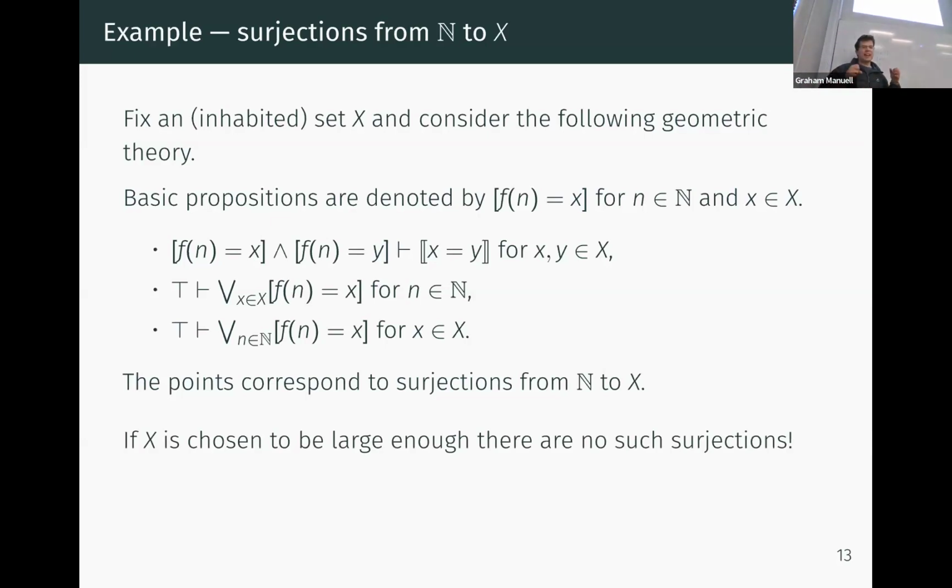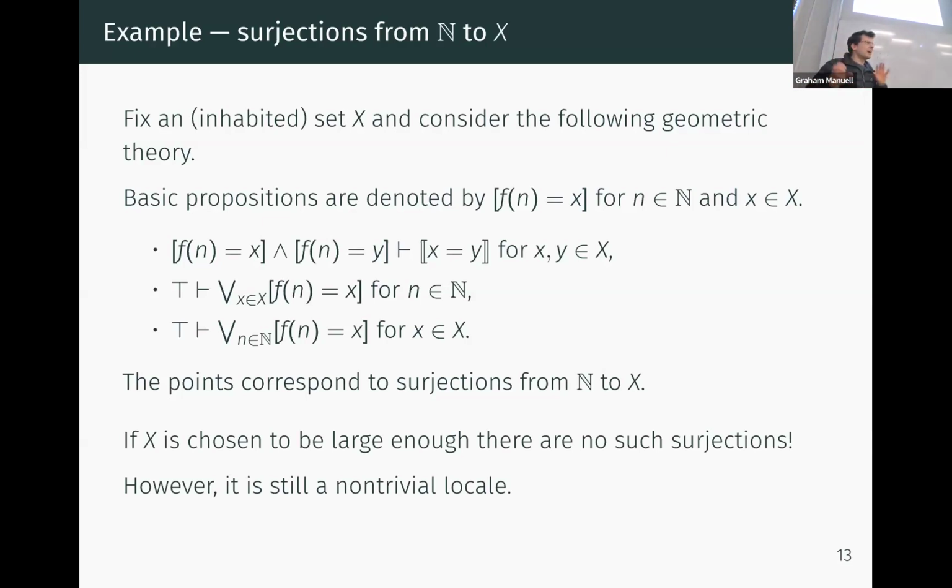But now what we can do is take X really large, right? Take X to be the power set of N. Then there aren't any surjections, so that means there are no points. But this is still a non-trivial locale. If you choose this X to be very large, it's a very interesting non-trivial locale, but it doesn't have any points.